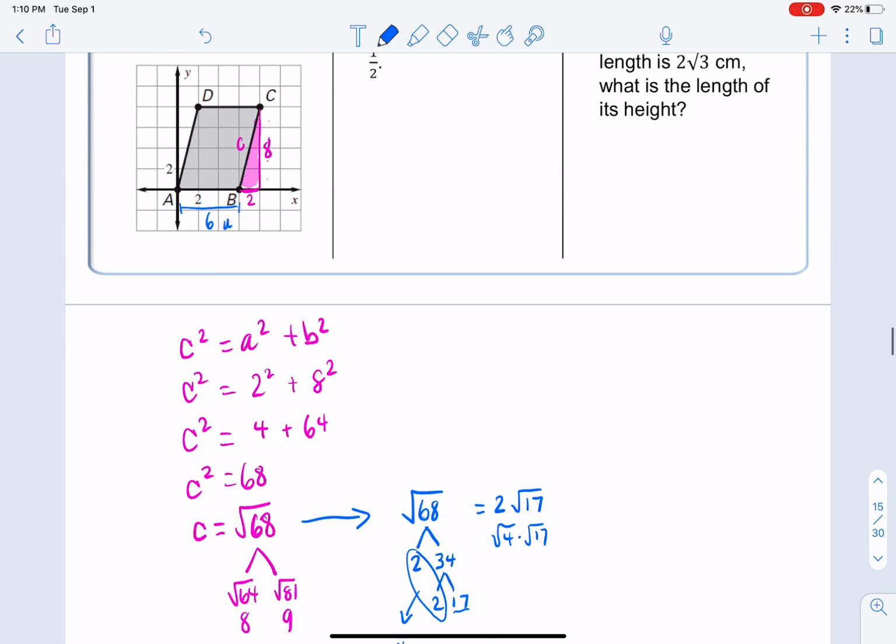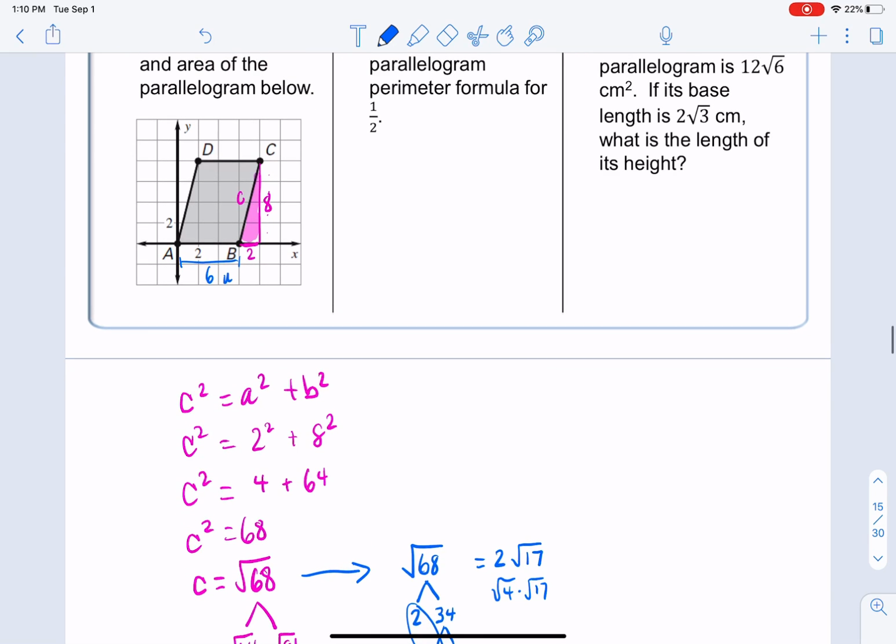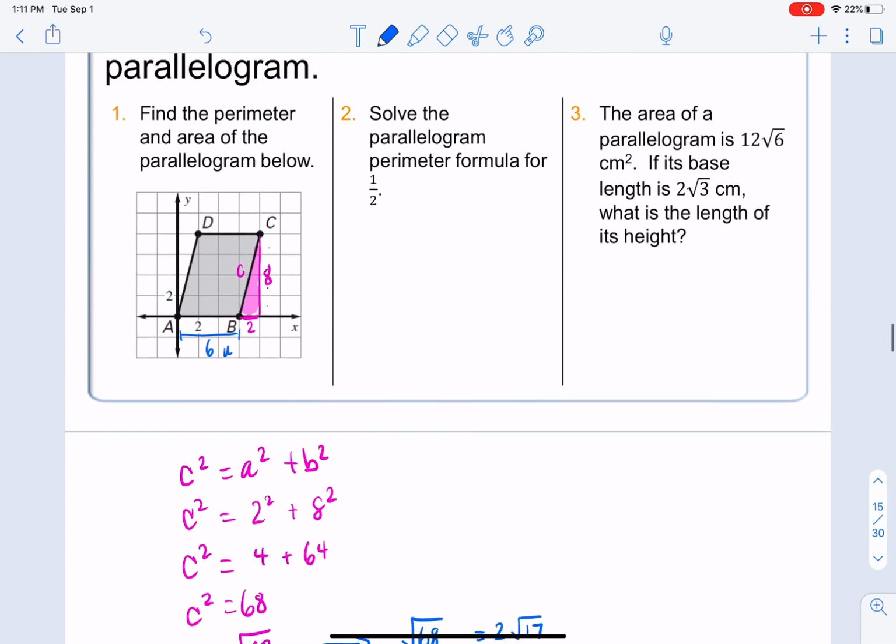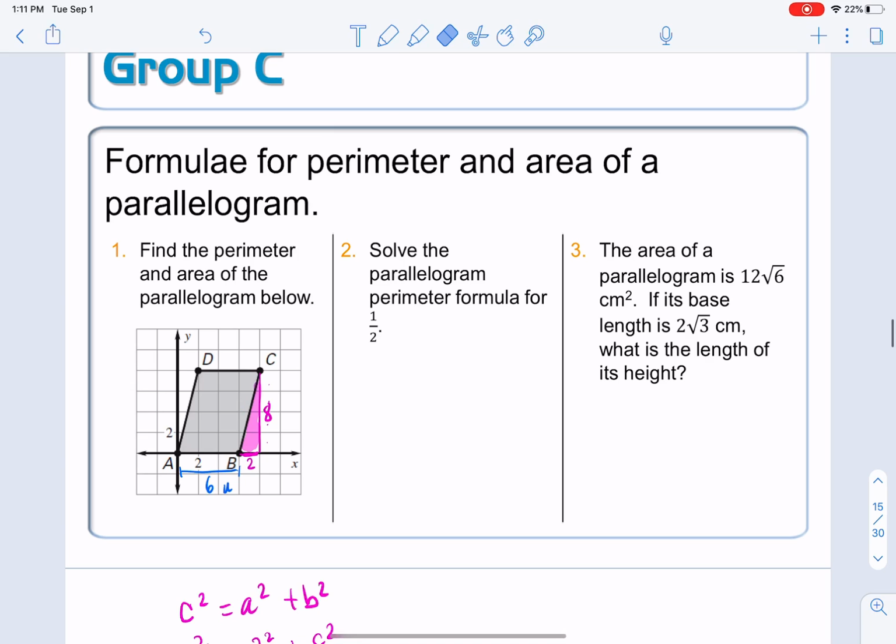I haven't even finished this problem yet, and I just got the side length. I'm going to write that on there. That's 2 square root of 17 in the place of c. 2 square root of 17, and it also has u on it, units.